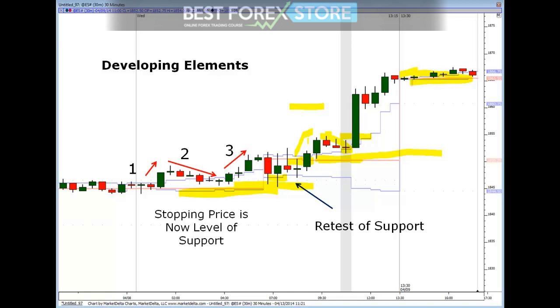The volume points of control and the value area high and the value area low are constantly changing, and that's why it is important to track them as developing elements.